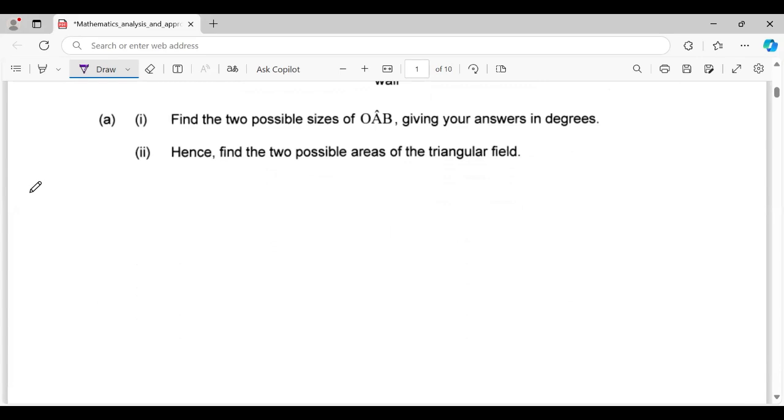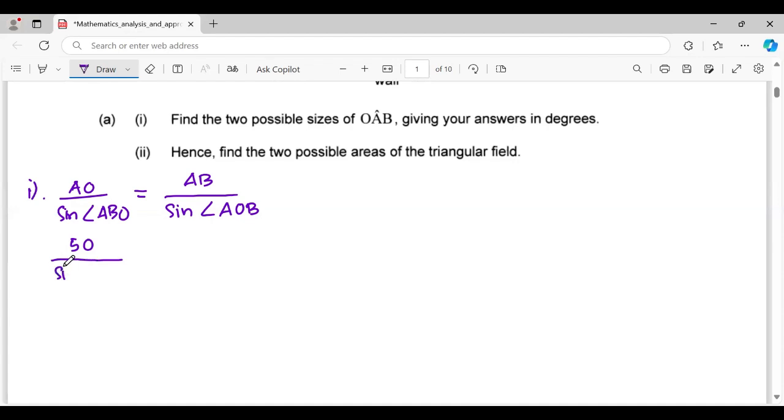For part one, we are going to use the sine rule. AO over sine angle ABO equals AB over sine angle AOB. AO is 50 according to the diagram, over sine angle ABO. AB is 25, over sine 28.